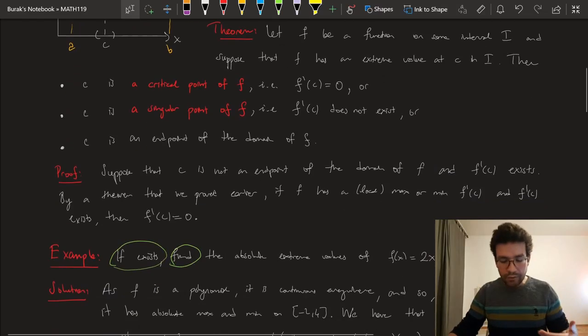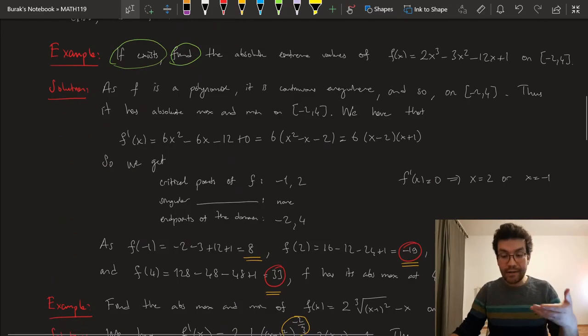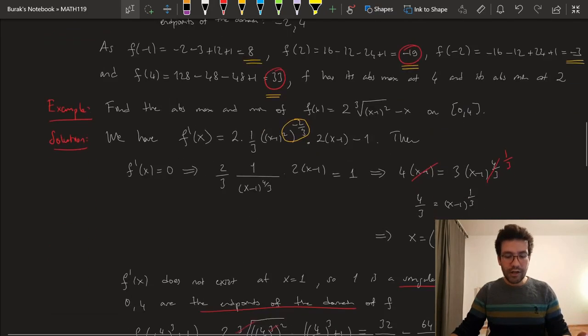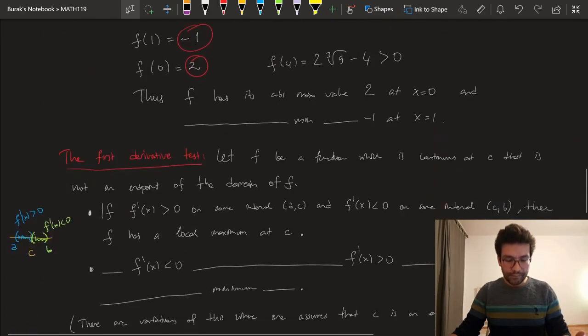So I have my candidate points: critical points, singular points, endpoints. And then we solved 2 questions where we're given a continuous function and closed and bounded intervals. We find these candidate points, we plug these in, and we look for the biggest and the smallest value among these. Okay, and those are the absolute max and absolute min. And then we realized that this strategy, this algorithm, won't work if I want to find local extreme values. So for that, we had to develop another tool, which is the first derivative test.